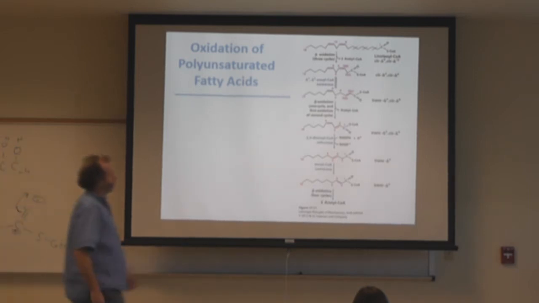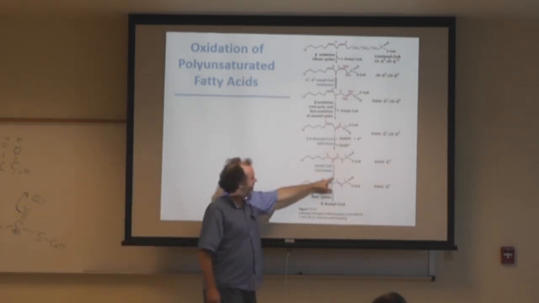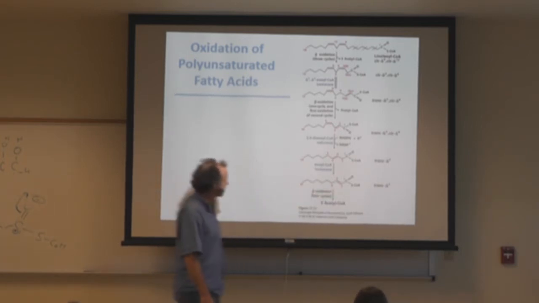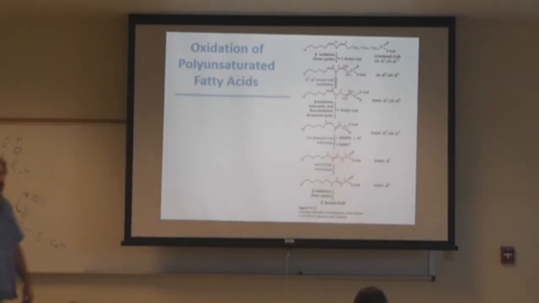So you end up with trans delta 3, and then that enoyl-CoA isomerase converts it to trans delta 2. Is delta 3, delta 2 enoyl-CoA isomerase specific to only double bonds in the delta 3 position? Yeah, the number 2 carbon and number 3 carbon position.